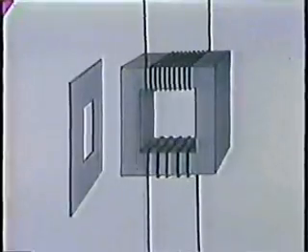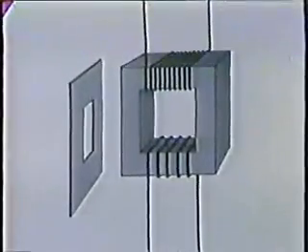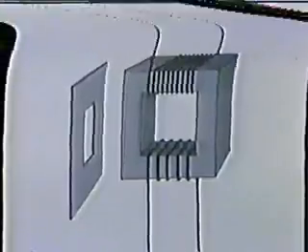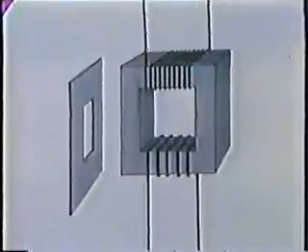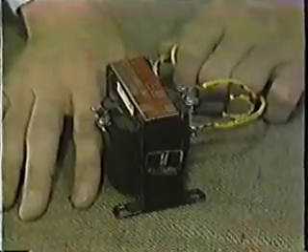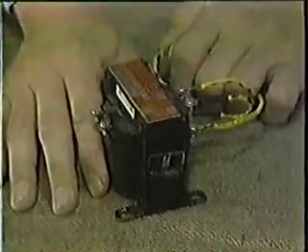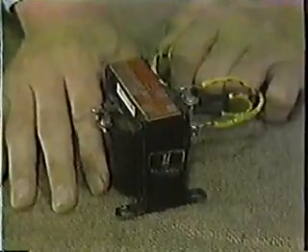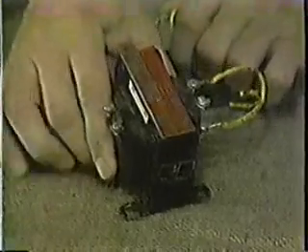By varying the number of loops on either or both the primary and secondary, the desired output voltage can be obtained. A transformer is very efficient, which means there is very little loss of power in its use. And here is what a small standard transformer looks like.